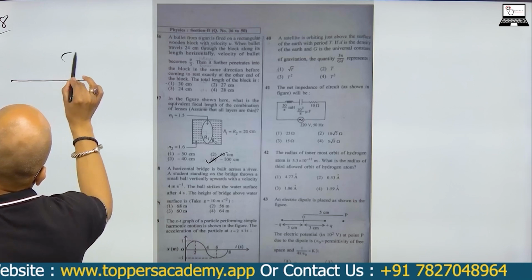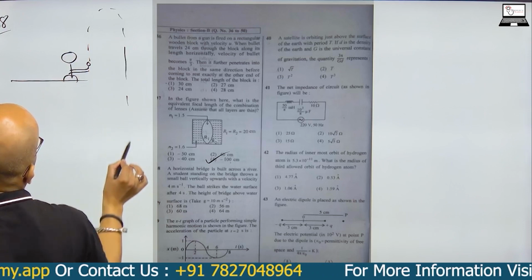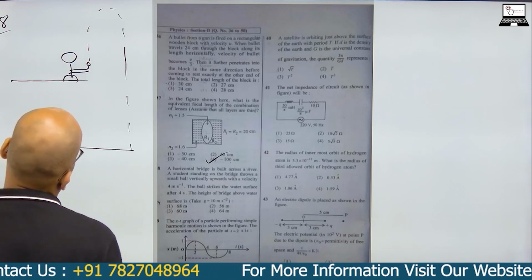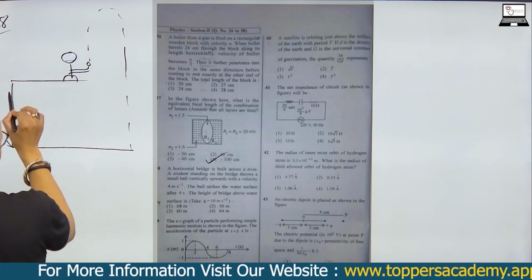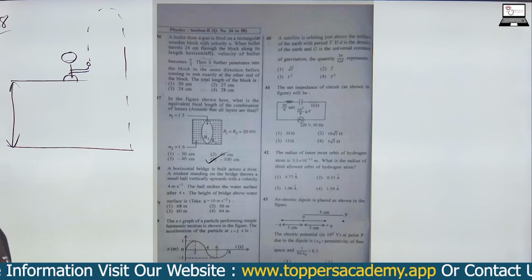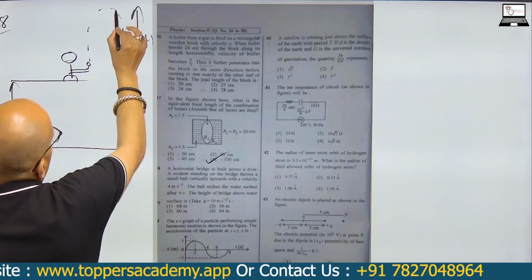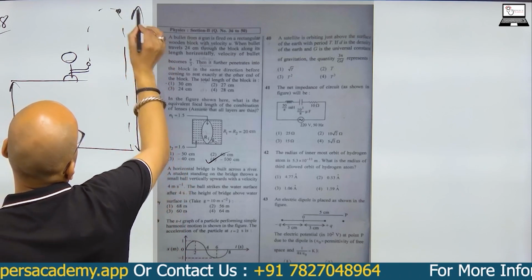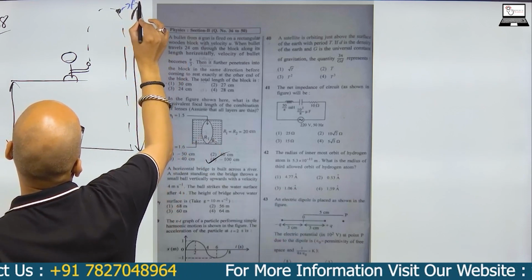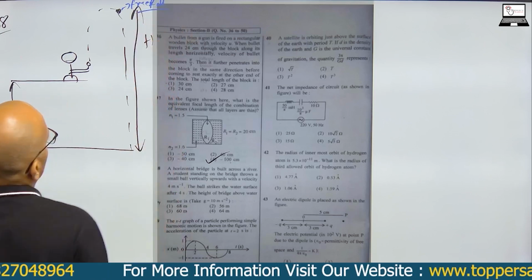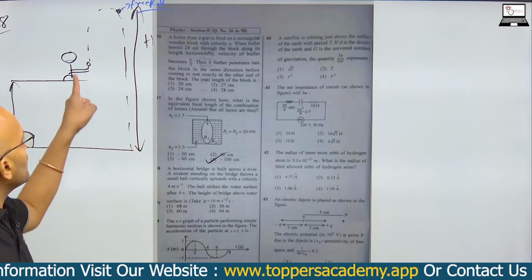If this is the bridge and this is the boy standing here, he throws the ball upwards and the ball falls down in the river. So we have to calculate what will be the height of this bridge. Fine. We have to calculate this height. Now let this total height be capital H. From here the ball is going to fall down, so this will be free fall. First the ball is going to move up.